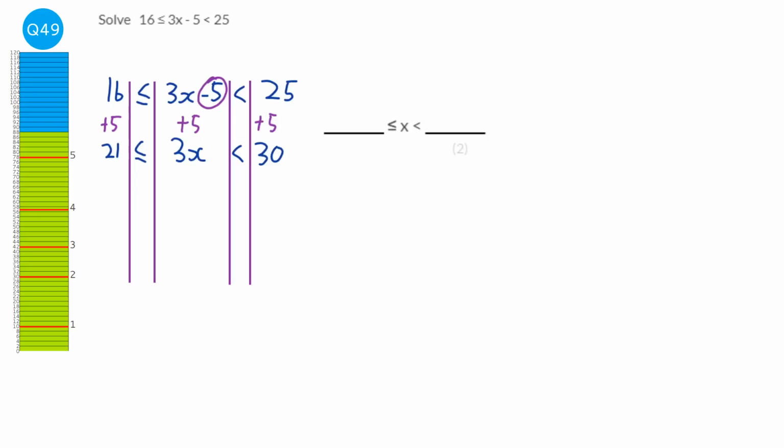Now we need to get rid of that 3, so we're going to divide by 3, and again we need to do it all 3 sides. So divide by 3 and divide by 3. So we've got x is greater than or equal to 7, and then we've got 10 is greater than x on the right hand side.